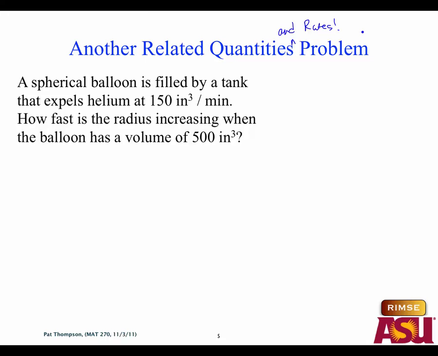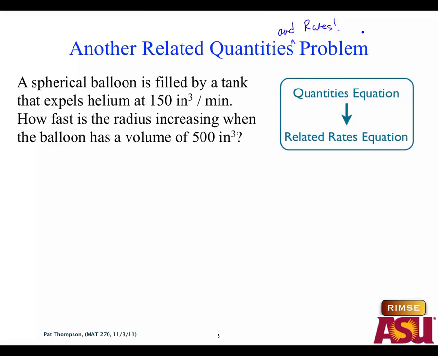Okay, so here's the mindset. What's the mindset of this? We're going to have a related rates equation, so we need a quantities equation first that relates the quantities you're going to want to relate associated rates for. Okay? So what's the strategy?